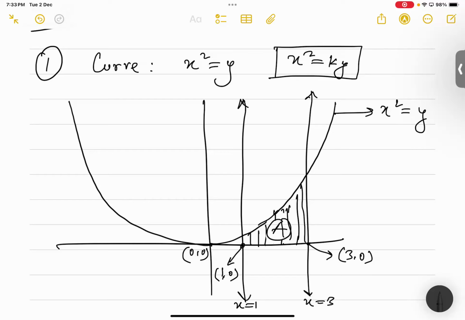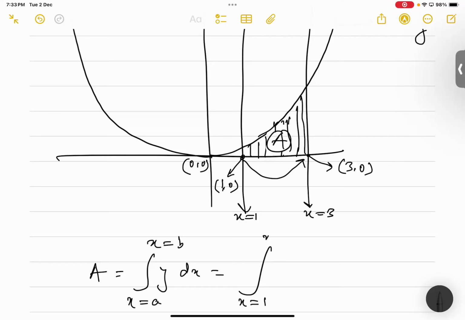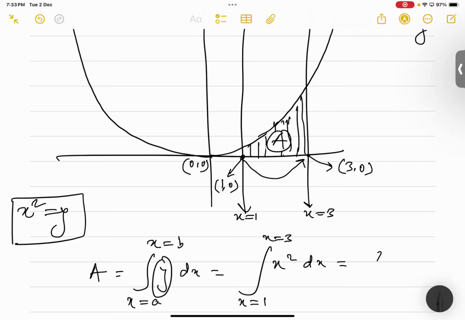Guys, done? Chalo, now we'll calculate the area. Area is equal to, we are moving along x-axis from this point to this point. X is equal to 1 to x is equal to 3. And what is y? Y we get from the curve. In this problem, what is a curve? Parabola. X square equal to y. This is the curve. So what is the value of y? X square.